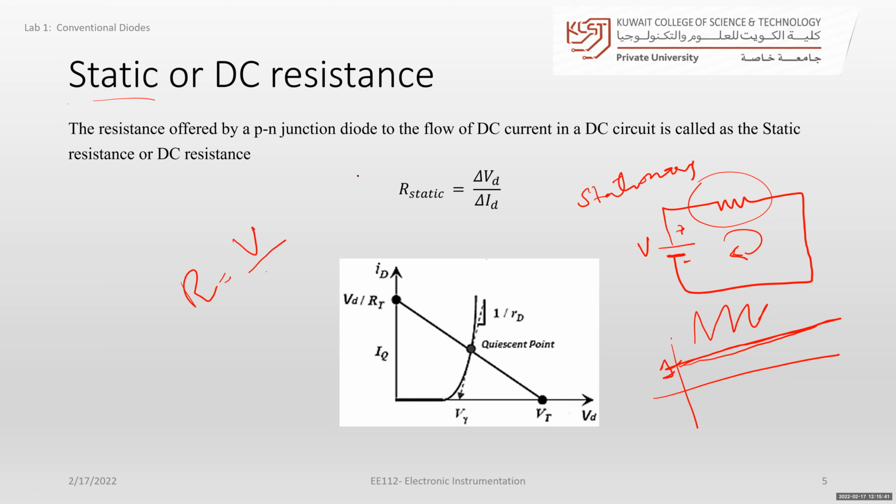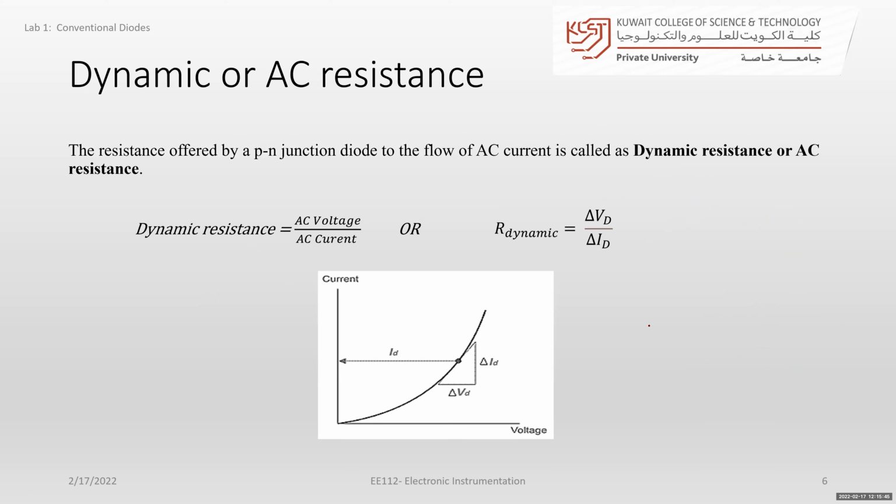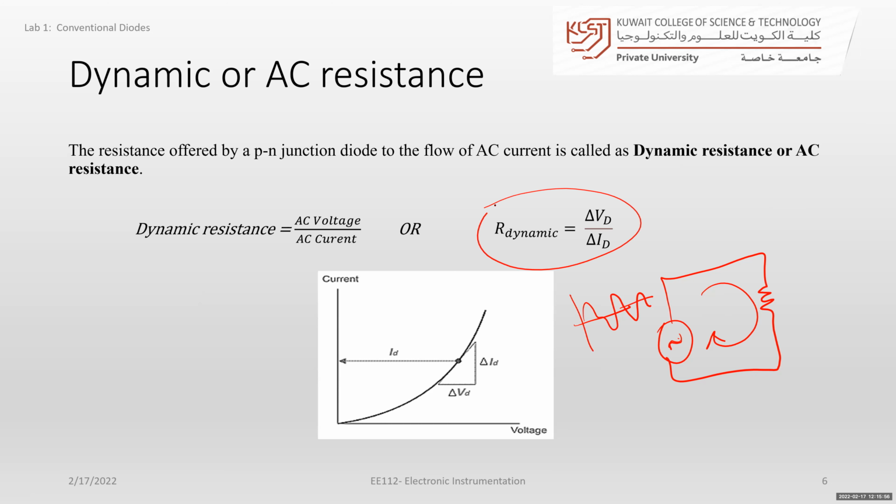So resistance equals V by I, by Ohm's law. Then, what is dynamic resistance? Dynamic resistance has AC voltage. Are you familiar with AC? This AC is changing, so this is known as dynamic resistance. Okay.